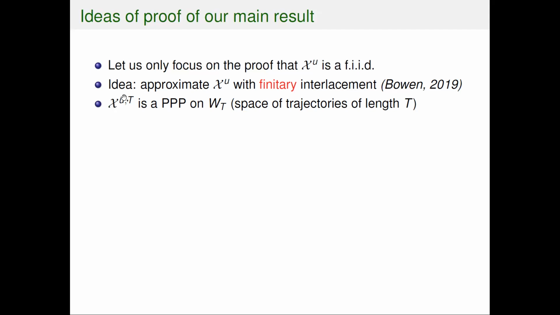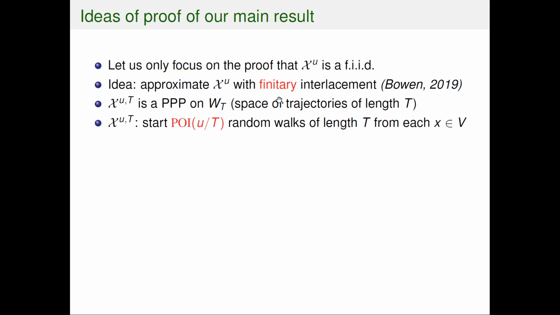So this X^{u,t} is going to be a Poisson point process on the space of worms. The definition is super simple. Start a Poisson number of random walks of length t from each vertex of V. That's it. For each vertex, you pick a random number that's going to be the number of worms emanating from that vertex, and each of the worms is an independent random walk of length t. Note that this is a Poisson variable with parameter u divided by t. So you have this parameter u in your mind, but the longer the trajectories, the fewer walkers you start, because you need fewer of them.